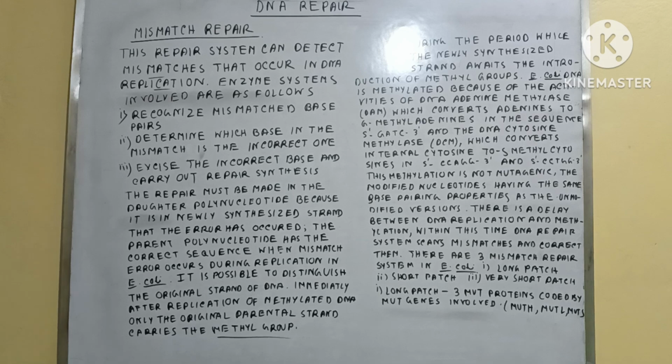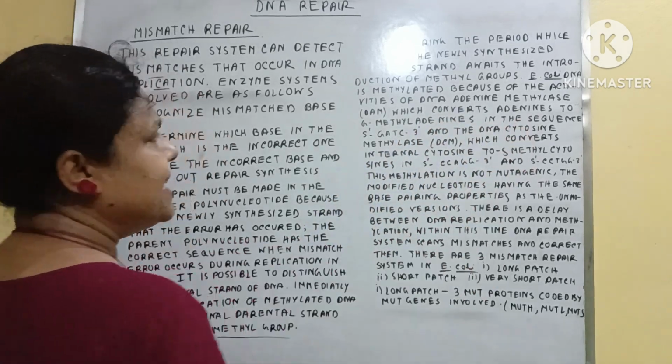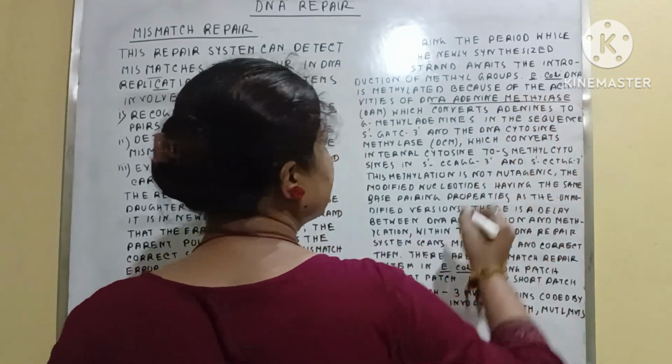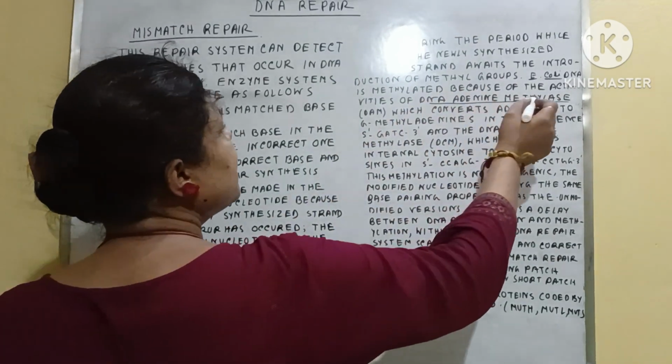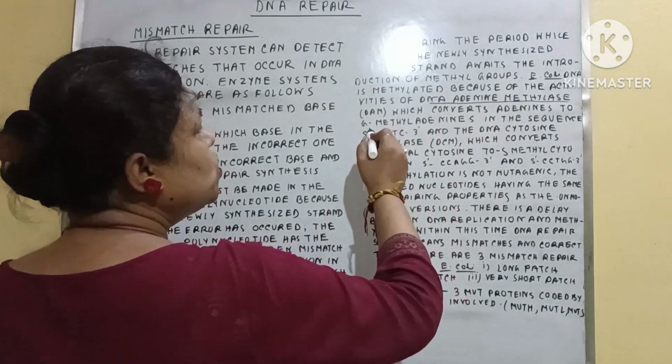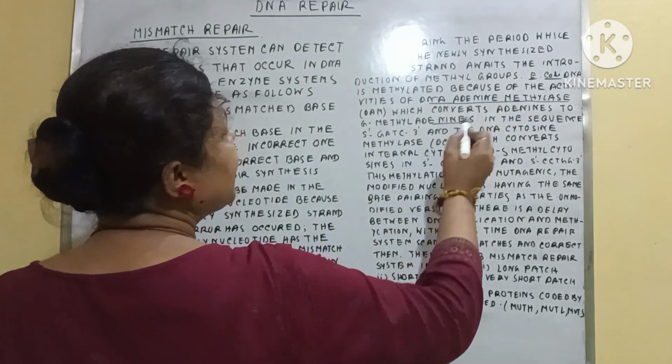Here, another thing is that E. coli DNA is methylated because of the activities of the DNA adenine methylase. So methylation is possible due to the activities of what? The activities of the DNA adenine methylase. This is the enzyme. So methylation is possible due to the presence of the enzyme called DNA adenine methylase, and this converts the adenine group to N6-methyl adenines.